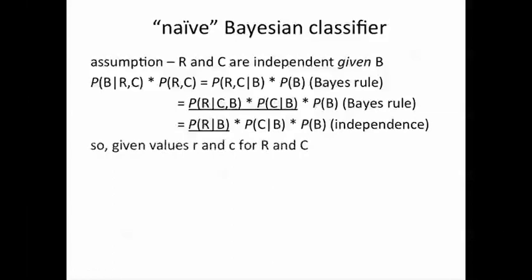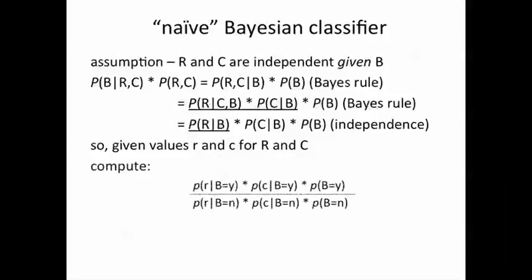We can do the same for B equal to no. So given some values of R and C, that is, whether the word red occurs or the word cheap occurs or not, we compute the probability of R being there, given that B is yes, C being there or not there, given B equal to yes, and the a priori probability of B equal to yes, and divided by the same expression that we have here, but for the other possibility that B equal to no.